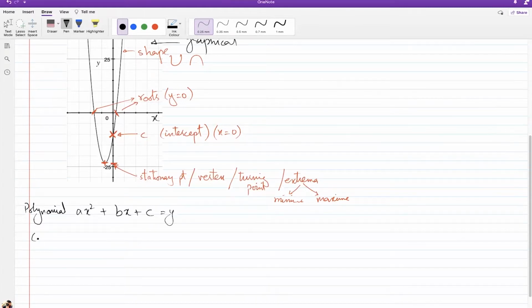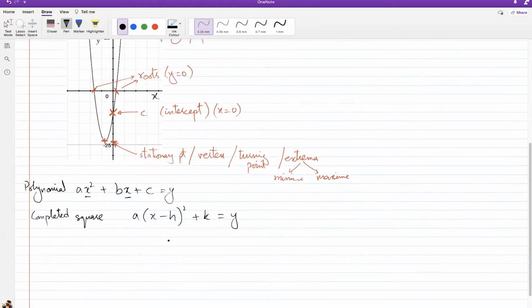Another way is called completed square form. Completed square form includes only one instance of x. Here you see that x is happening multiple times with polynomial, but with the completed square form, it happens only once. So you get a(x minus h) whole squared plus k equal to y. That is what this is. And each of these terms has a value. Remember, apart from x or y, everything is a constant.